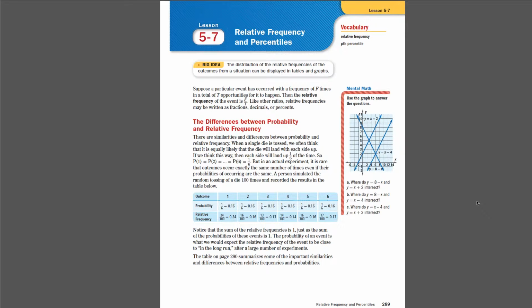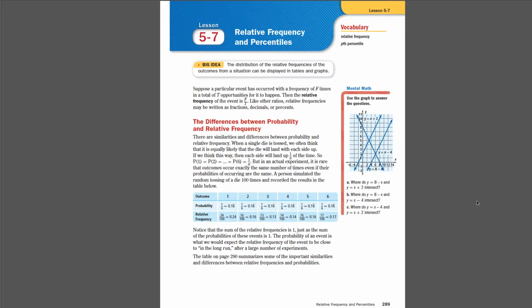Relative frequency is an experiment. It's when you actually did something and you did it repeatedly and you had a result. If I were to flip a coin 5 times, I might get a head the first time, a tail, and then a head, and then a head, and then another tail. In doing that, I now got 3 heads and 2 tails. Well, that's 3 out of 5 of the opportunities were heads. 2 of the 5 were tails.